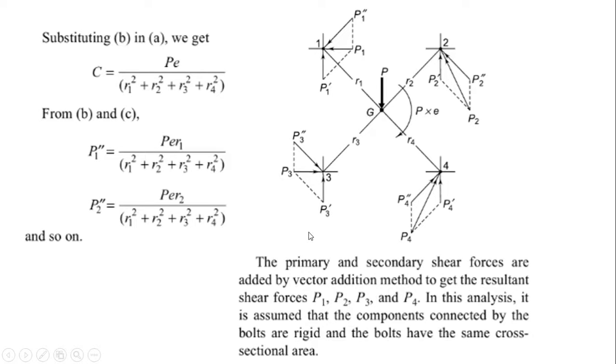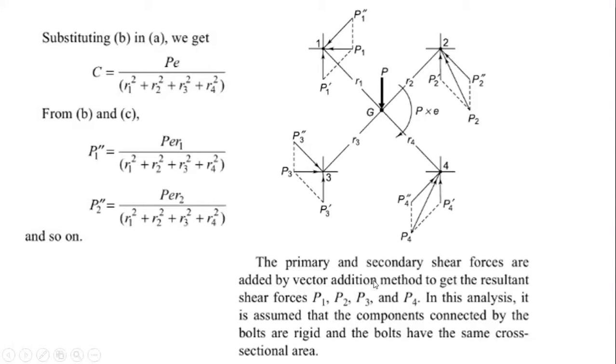So the primary and secondary shear forces are combined by the vector addition method to get the resultant shear force. Once we have found the secondary shear force, we get the resultant shear forces P1, P2, P3 and P4. In this analysis, it is assumed that the components connected by the bolts are rigid and the bolts have the same cross-sectional area. The bolts have the same cross-sectional area, and the structure and the frame are rigid.